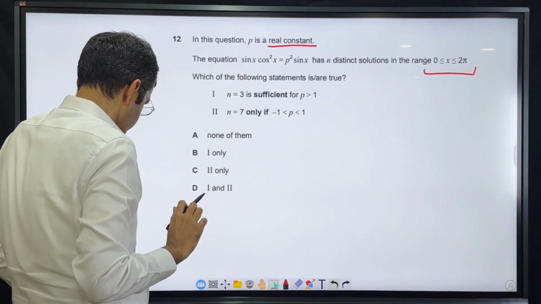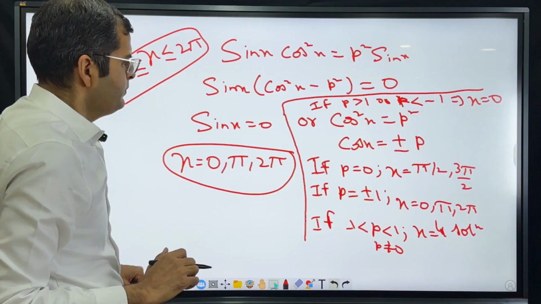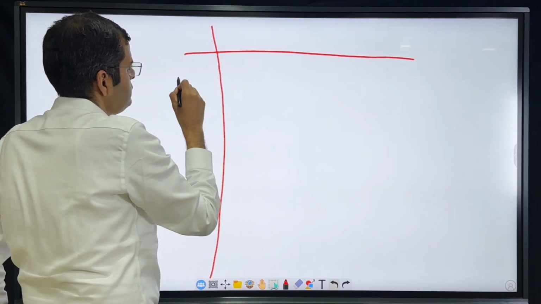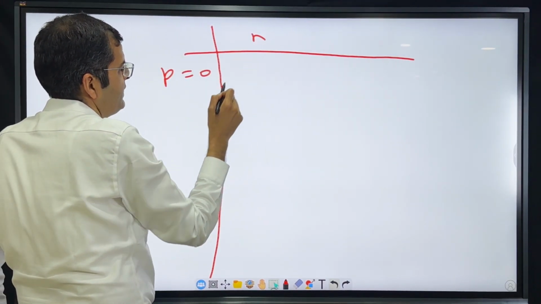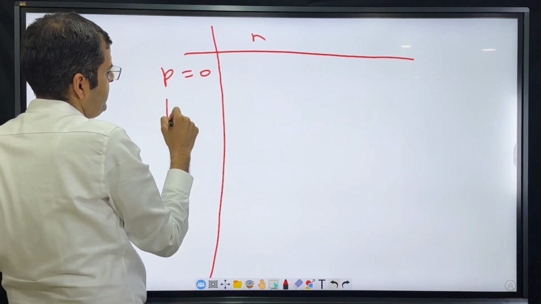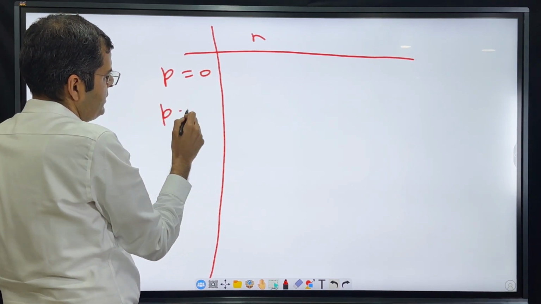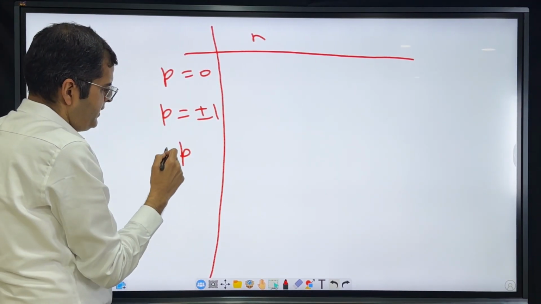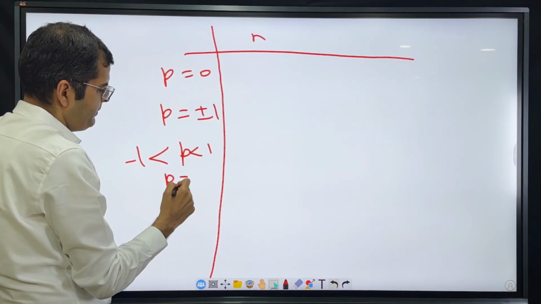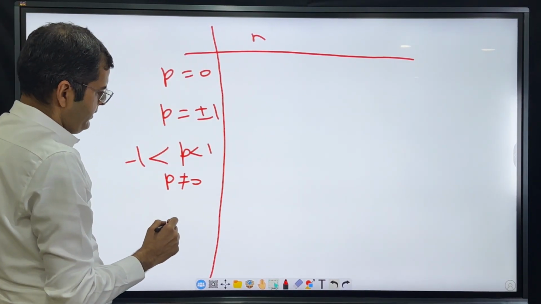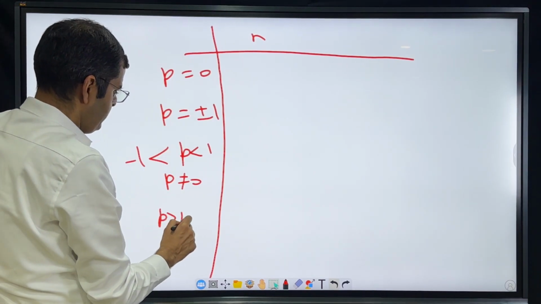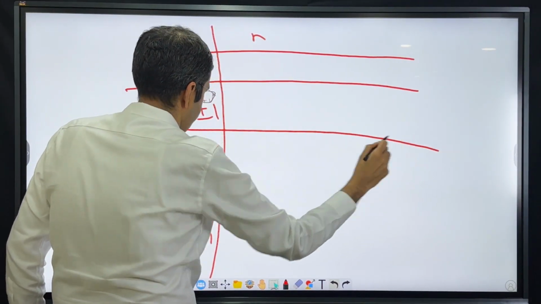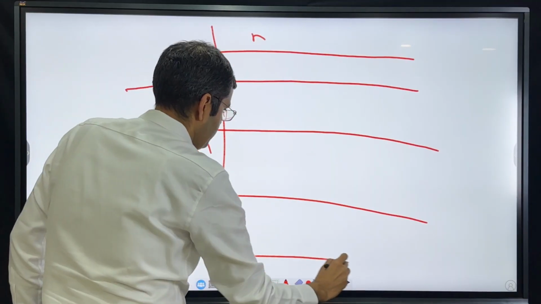N is equal to 3. So first of all, let me create a table here. So here P is 0, I will write N. Here P is equal to plus minus 1. And then here P lies between minus 1 and 1 such that P is not equal to 0. And then P is greater than 1 or P is less than minus 1. These are the 4 scenarios that I have now.